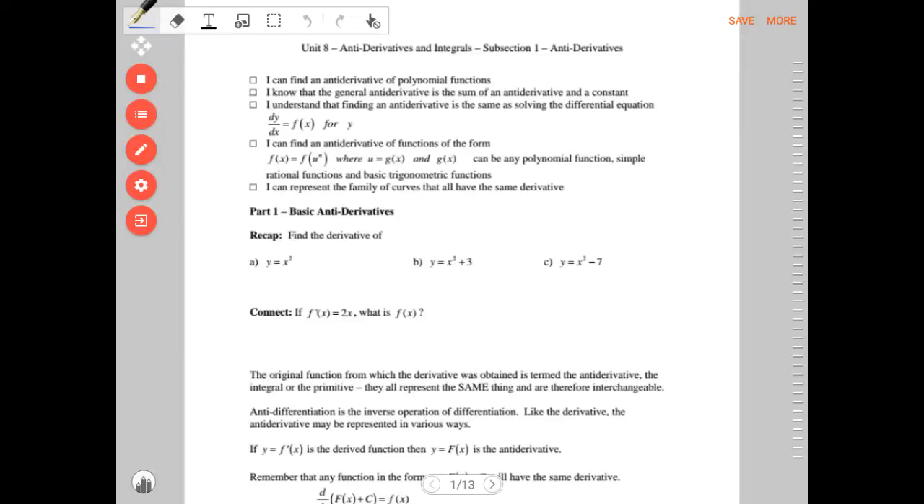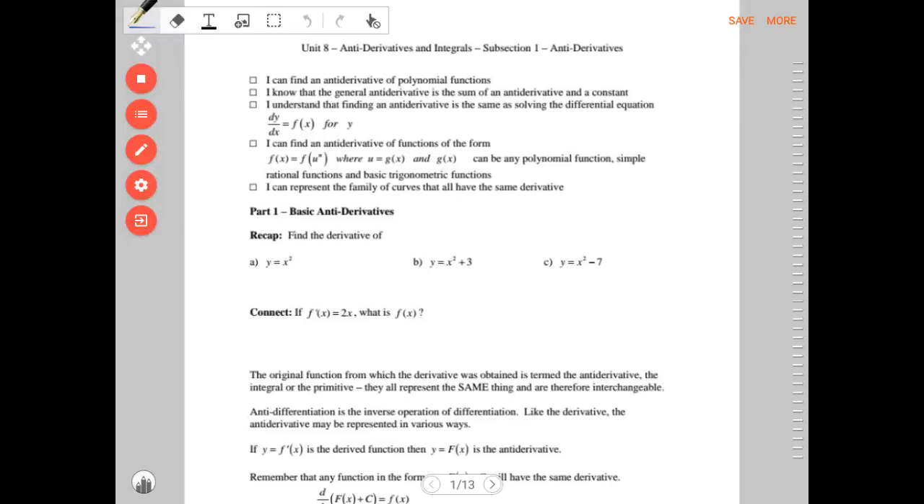Okay, so there's going to be 5 things we're going to be talking about in this particular section. You're going to be able to find the antiderivative of polynomial functions. You're going to know that the general antiderivative is the sum of the antiderivative part and a constant. We'll get to that right away. You're going to understand how to solve differential equations. You're going to be able to find antiderivatives with the u function. Remember that from way back when we were doing derivatives? Well, we're going to see that again. And then you're going to see that a family of curves all have the same derivative. So we'll get to that right away.